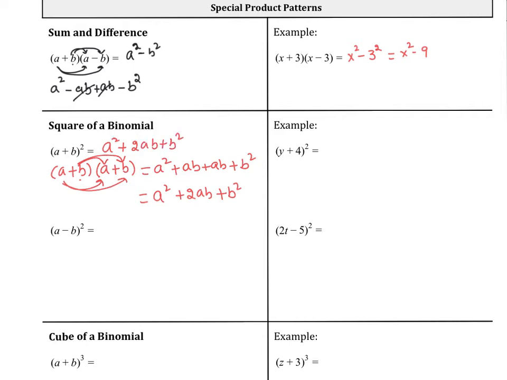It means that you square this term, and in between there is going to be 2 times a times b.